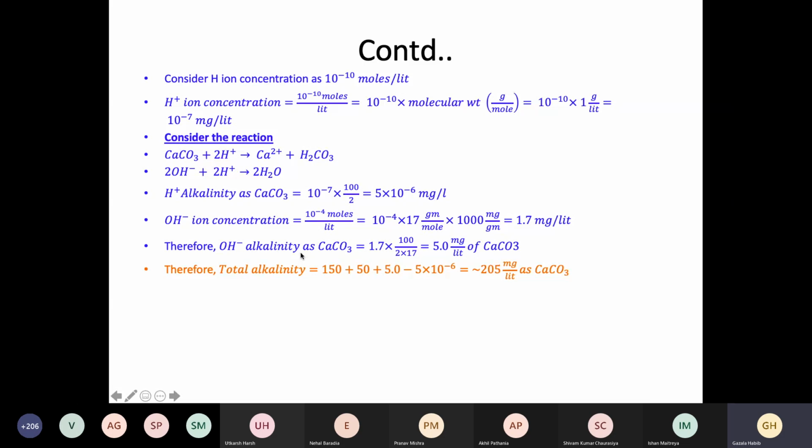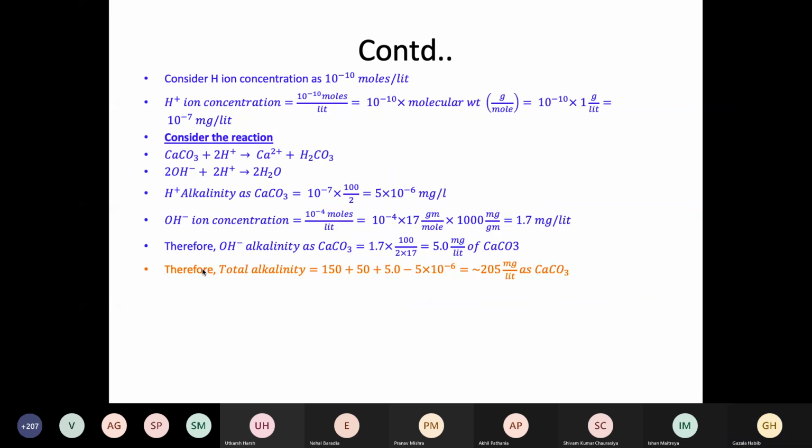Therefore, OH minus ion alkalinity as CaCO3 is 1.7 into 100 upon 2 into 17, because 2 OH minus ion reacts with H plus ion. I think there should be some reaction with CaCO3. I think I'm missing one reaction over here. Do you also think that there should be a reaction between CaCO3 and OH minus ion? Did we see that reaction previously?